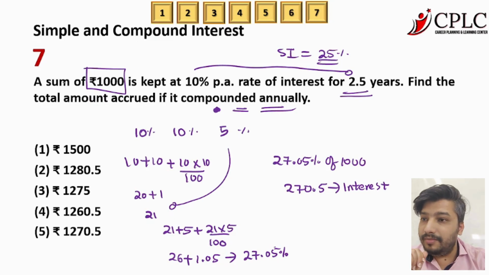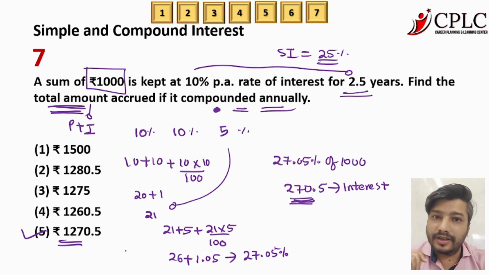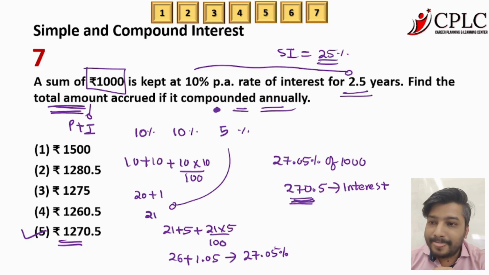But they were asking for the total amount. So amount is principal plus interest. Principal is 1000, interest is 270.5, amount becomes 1270.5, which is answer option 5 for question number 7 of SICI. So this is the whole idea of SICI.